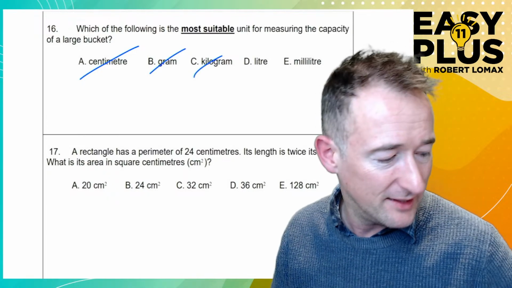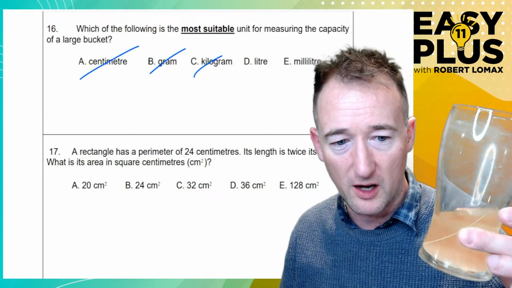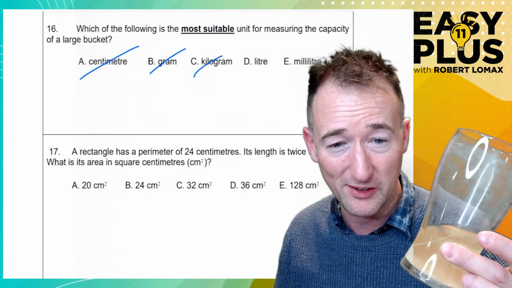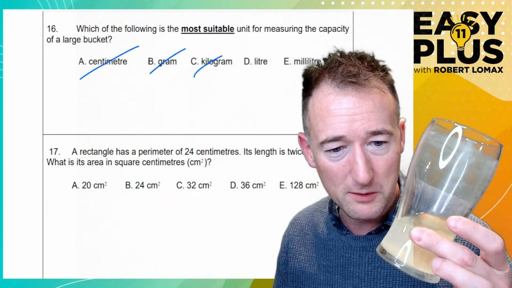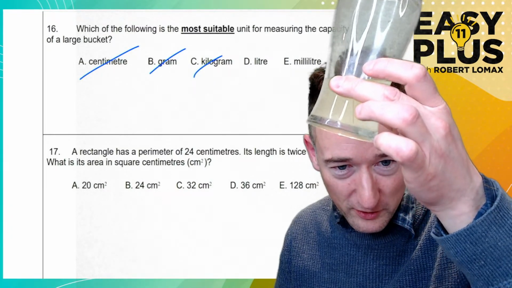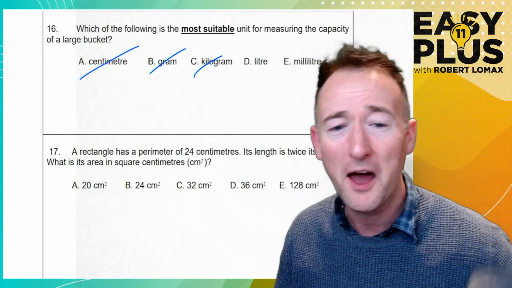So millilitres might be useful for how much of my... Oh, it's got a strange orange. I promise you it's yellow. It's just because of my green screen that it's messing with it. Oh, wow, look at the magic. When I move this, you can see the worksheet through my head. It's amazing. Anyway, enough of that.